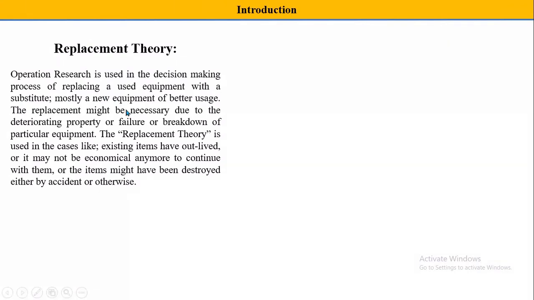The replacement might be necessary due to deteriorating property or failure or breakdown of particular equipment. Why may replacement be necessary? Because your equipment has a deteriorating property, meaning as time passes the property of this equipment decreases, or due to sudden failure or breakdown. The replacement theory is used in cases like existing items have outlived, or it may not be economical anymore to continue with them, or the items might have been destroyed either by accident or otherwise.